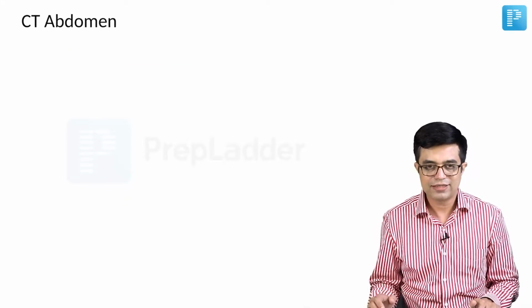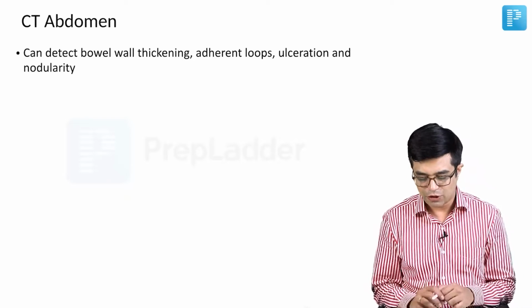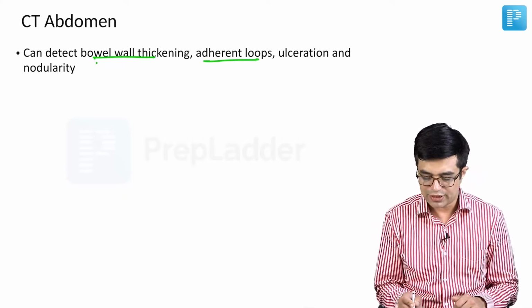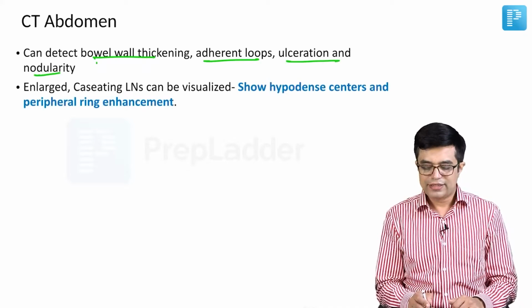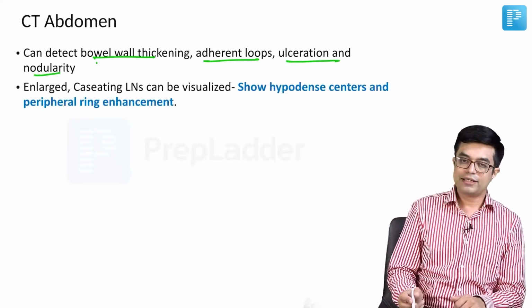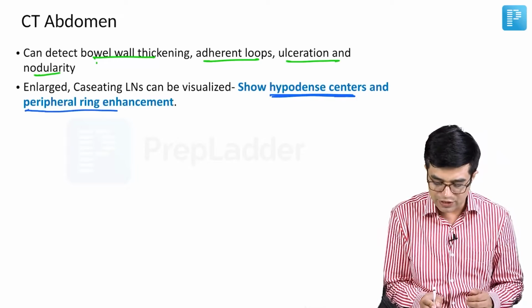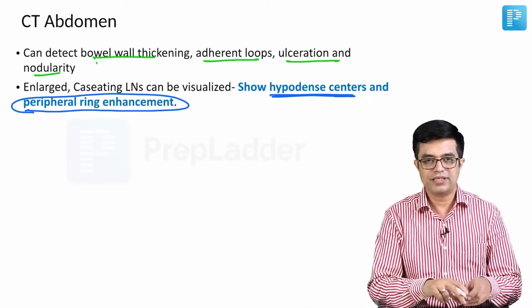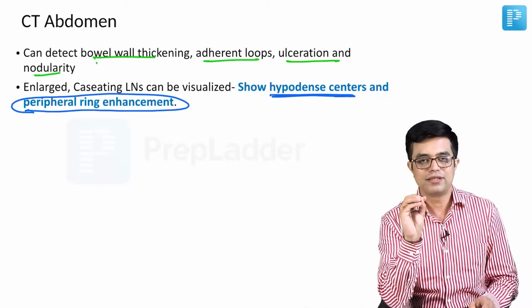We start with plain CT, we take a few images and then contrast CT is performed. It can detect bowel wall thickening, adherent loops, ulceration and nodularity in the bowel. Enlarged caseating lymph nodes can be visualized and they will show hypodense centers due to caseous necrosis and peripheral ring enhancement. See, in the center there will be caseous necrosis, so there will be a hypodense, decreased density center.